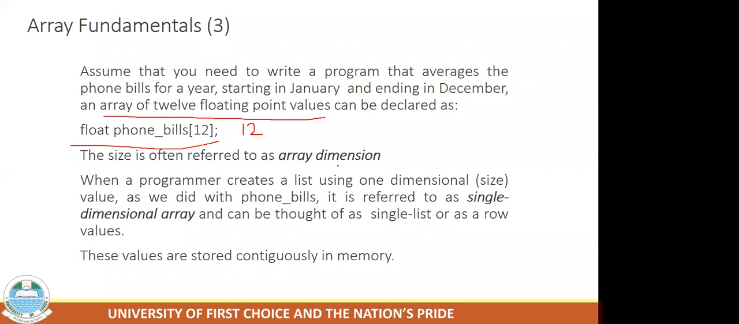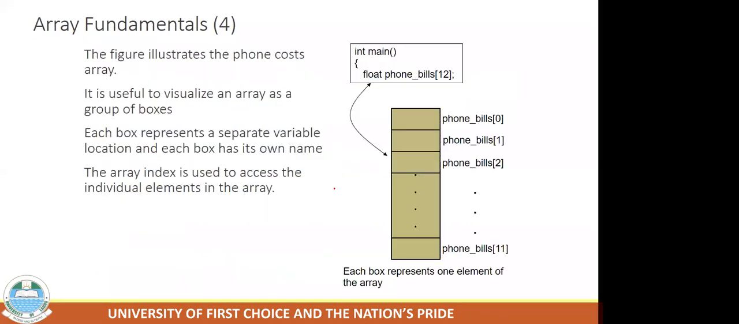What is the size? So when a programmer creates a list using a one-dimension size, as we did with the phone bill, it is referred to as what? Single dimensional array. And these values are stored what? Contiguously, one after the other. So in the memory, all right?